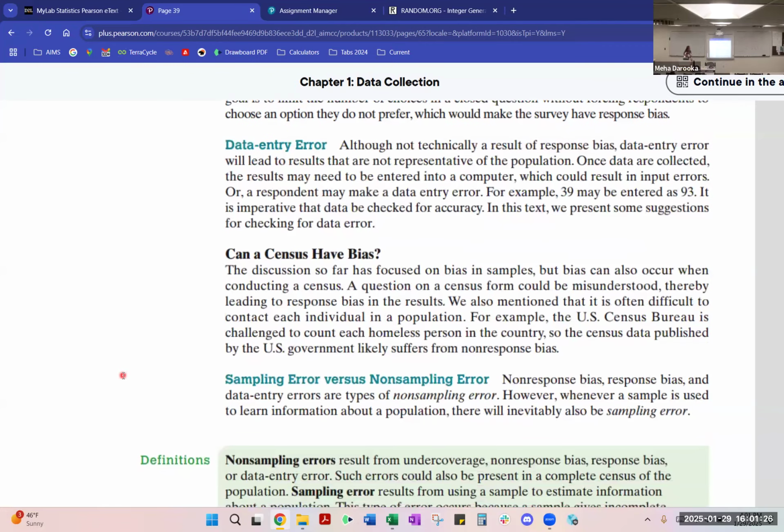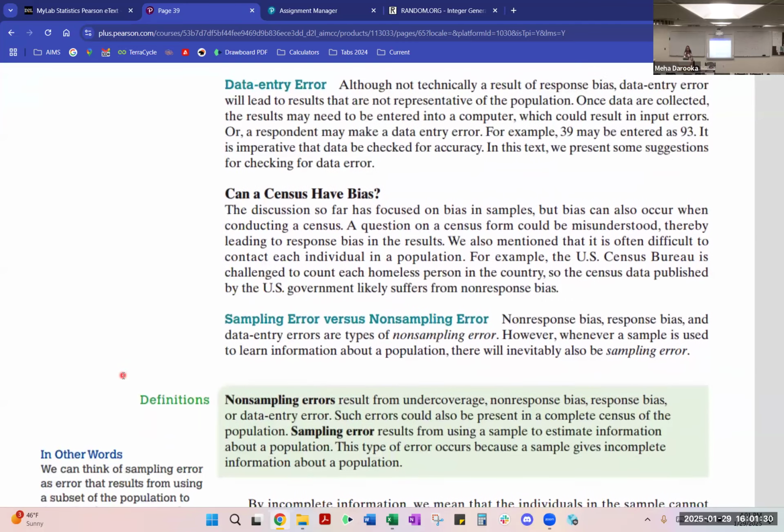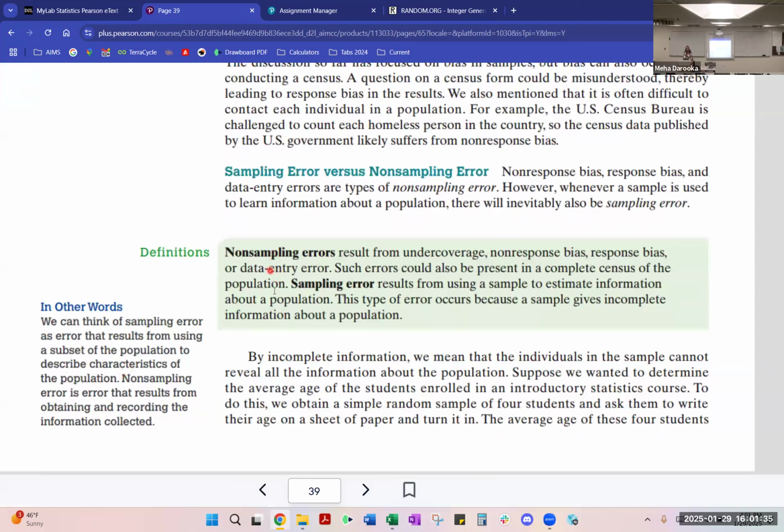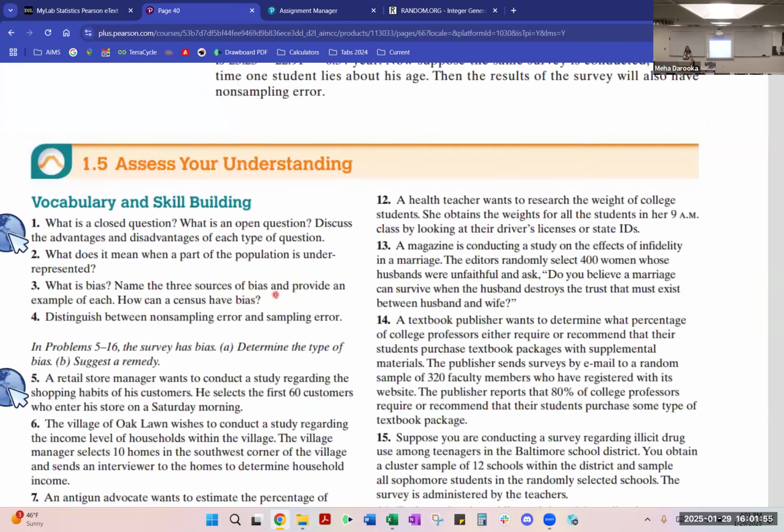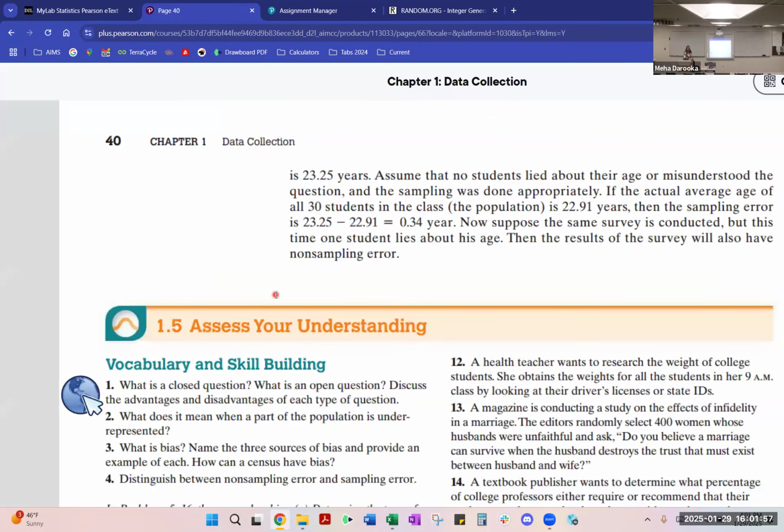And then something as basic as data entry error, just the person writing the information down incorrectly. You can see some of these errors mentioned here, guys. Non-sampling errors can come from undercoverage, non-response bias, response bias, or data entry. Sampling errors can come from your sample not representing your population correctly. So that's the last part of what kind of bias can be there.